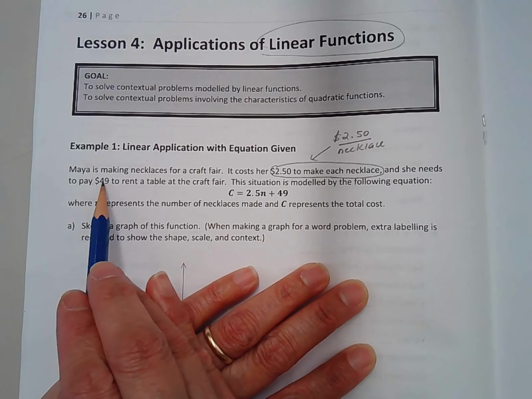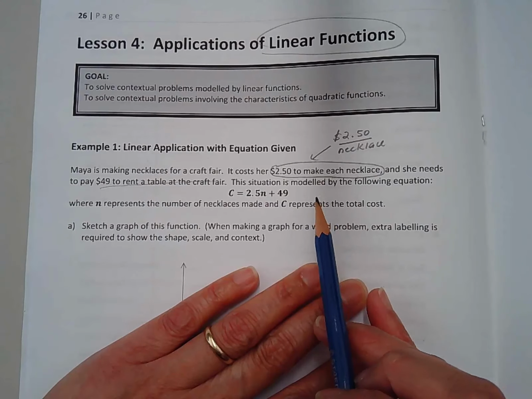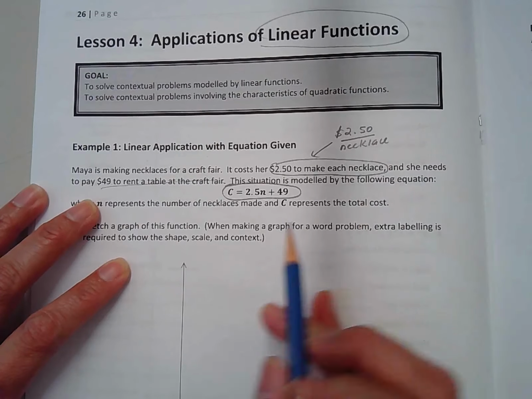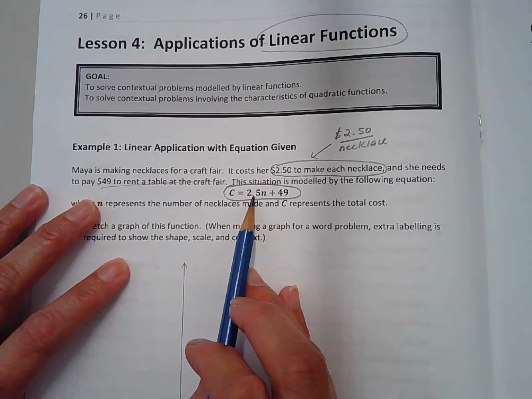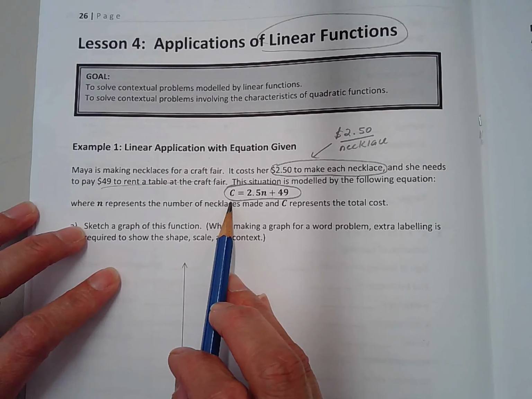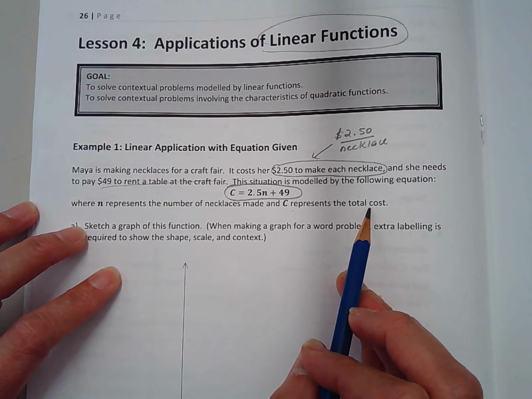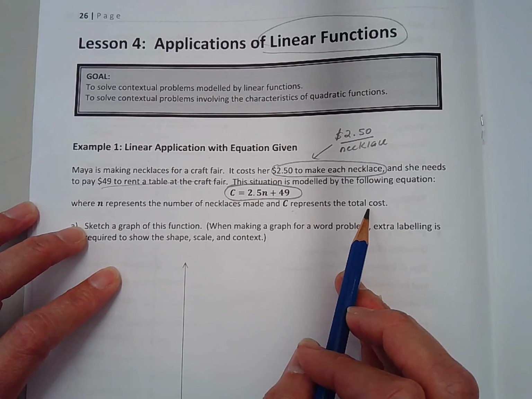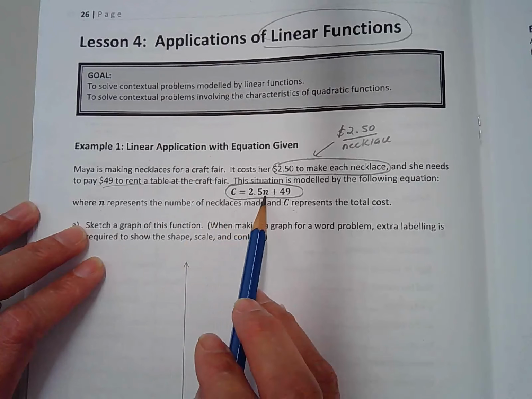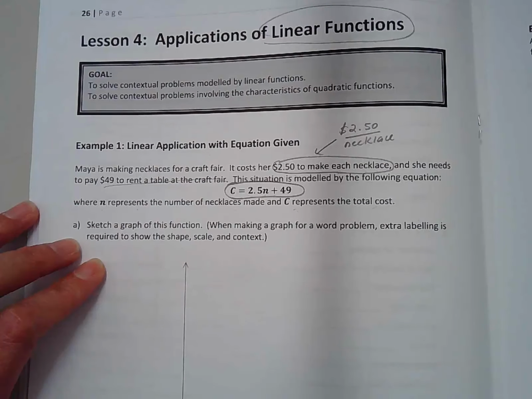And she needs to pay $49 to rent a table at the craft fair. So in this situation, it's modeled by this formula. C equals 2.5n plus 49. So what does the C represent? The C is the cost. Total cost in dollars, of course, because its cost is dollars. And N represents the number of necklaces. Okay, so there's a context to this.